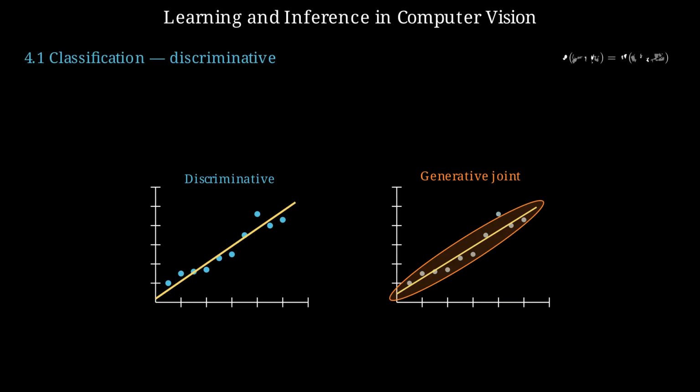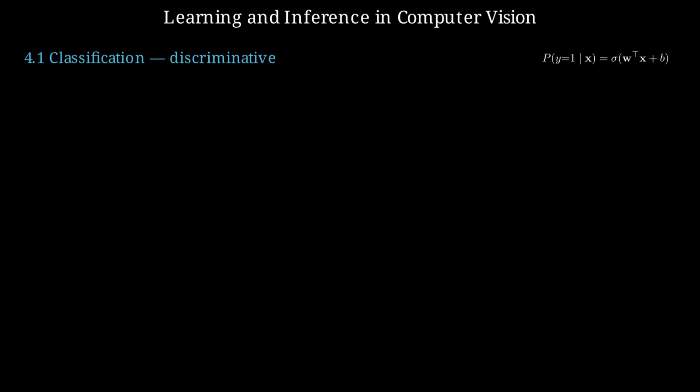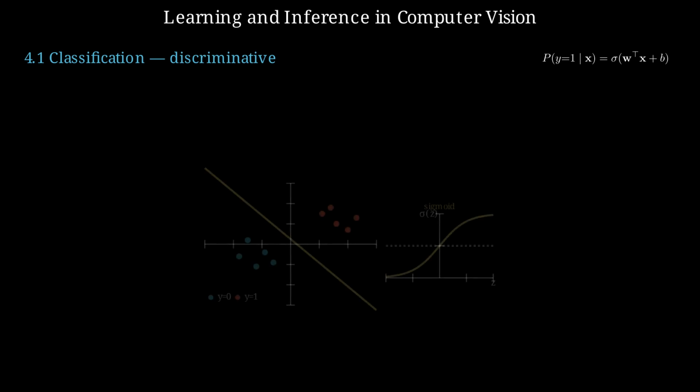Section 4, Example 2, Binary Classification. Here the world variable W is discrete, y in 0, 1. Think background versus foreground pixel, face versus non-face, diseased versus healthy tissue.